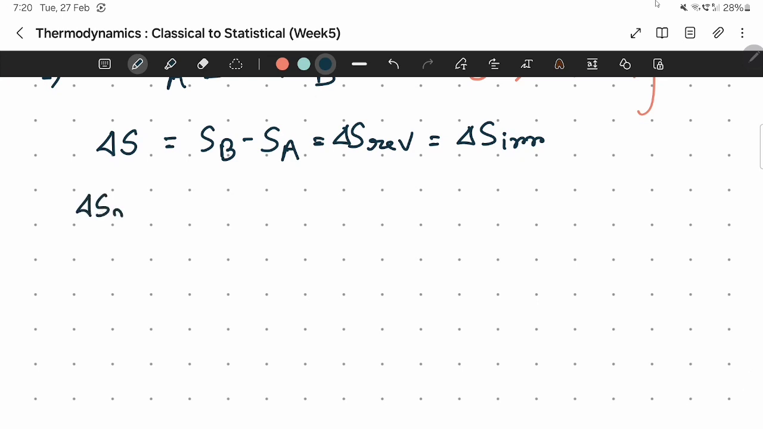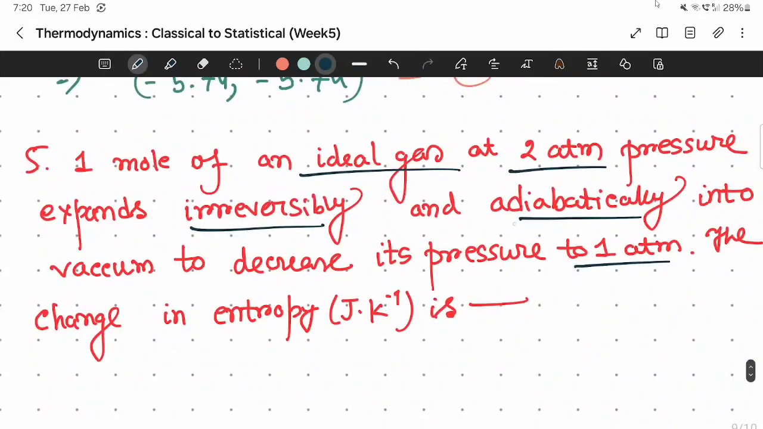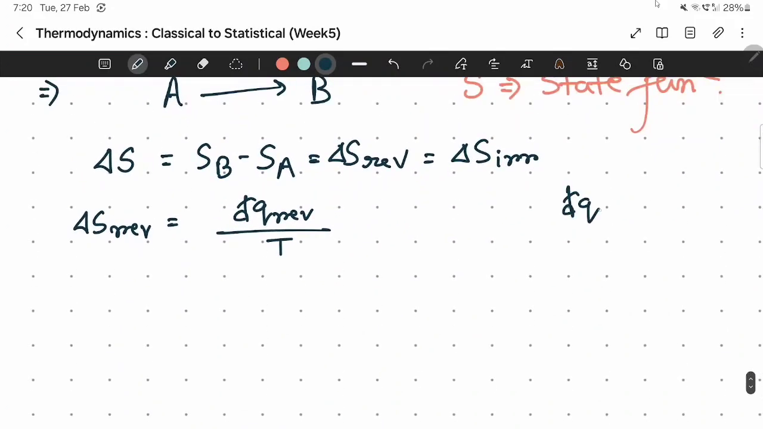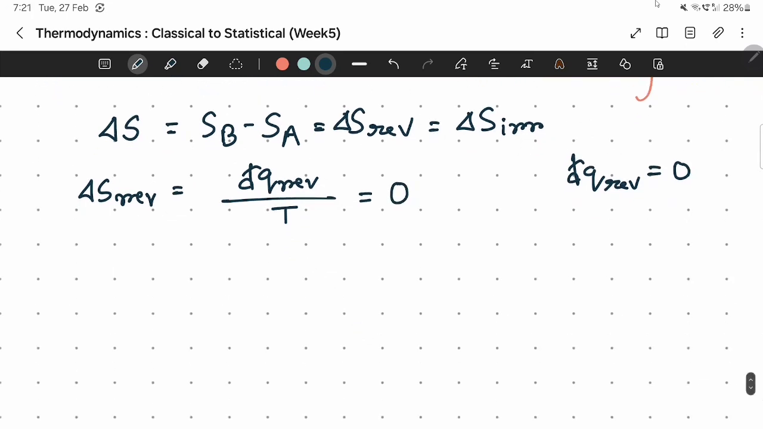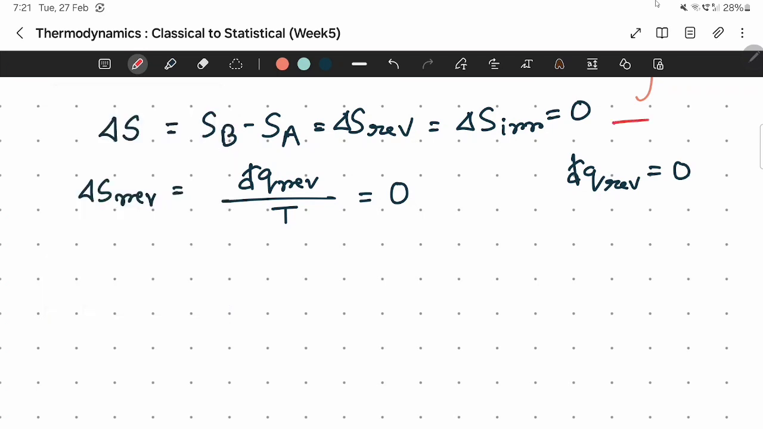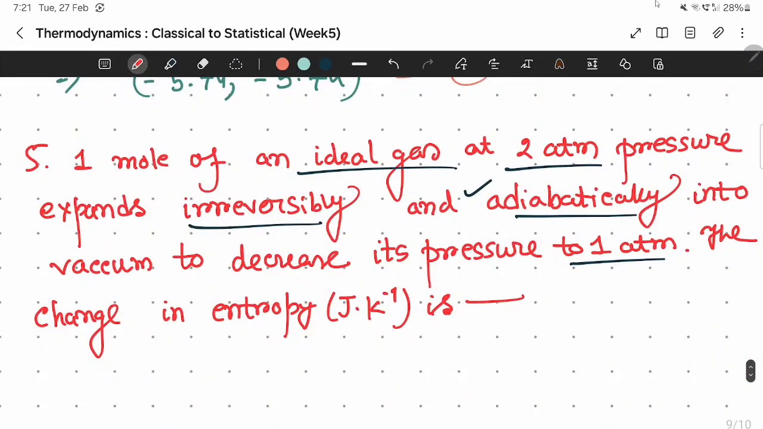Now del S reversible, we know that is dq reversible by T. But they have mentioned the process is adiabatic. Adiabatic means we know for adiabatic process dq reversible is 0. So eventually del S reversible will be 0. So if del S reversible is 0, then del S irreversible will also be 0. So in this case, the answer will be 0. So no entropy will be changed. So option C. So this is totally a conceptual question.